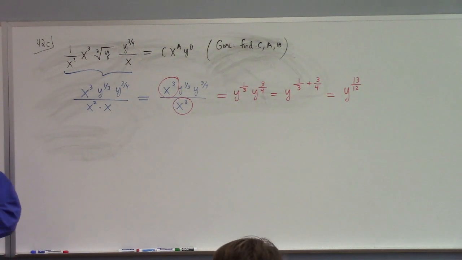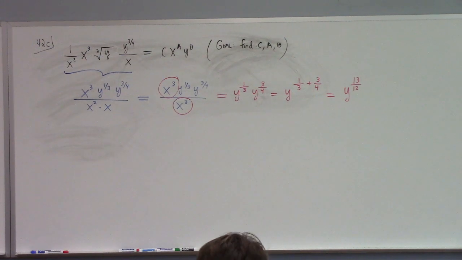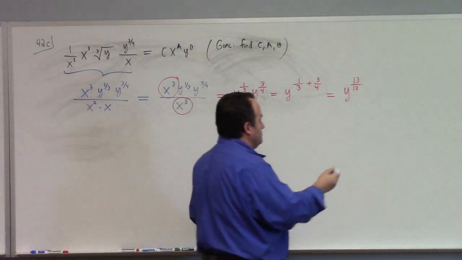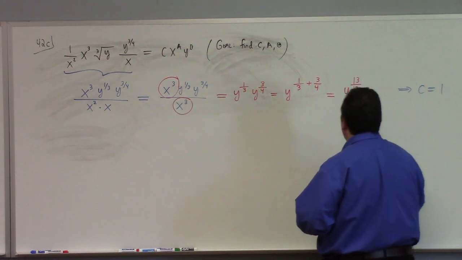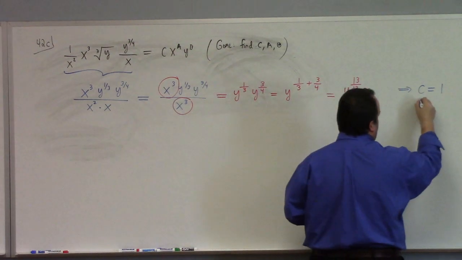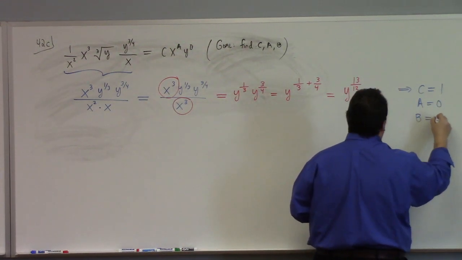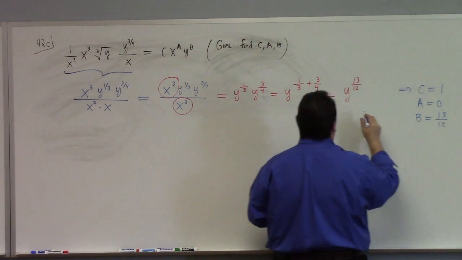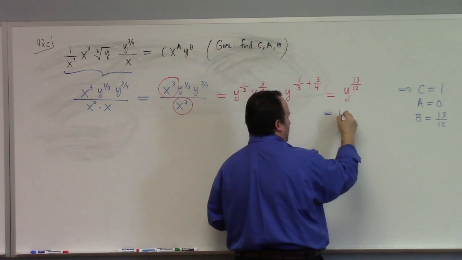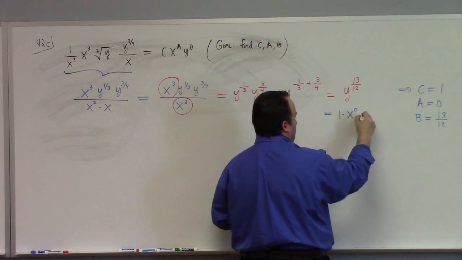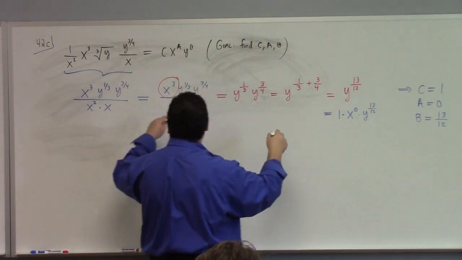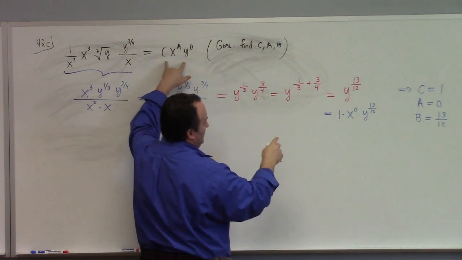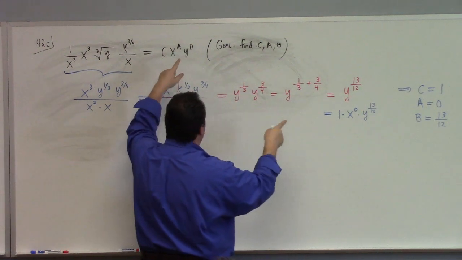So then what? What are A, B, and C here? C is 1. So C is equal to 1, right? A is equal to 0. B is 13/12. So you got to use your imagination, right? Because this has got 1 times x to the power 0 times y to the 13 over 12. So with these problems, you can always match the simplification against the template and just read off the C, the A, and the B like this.